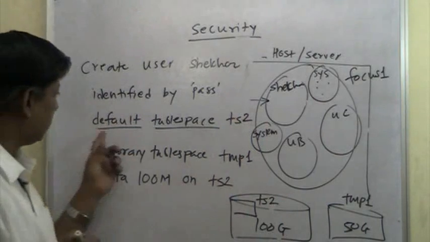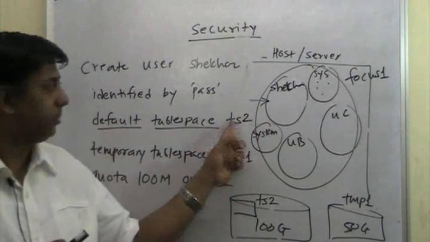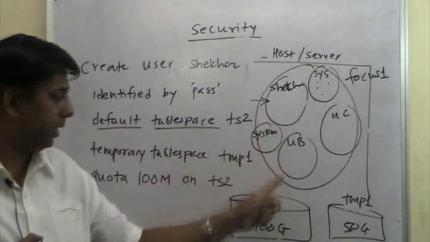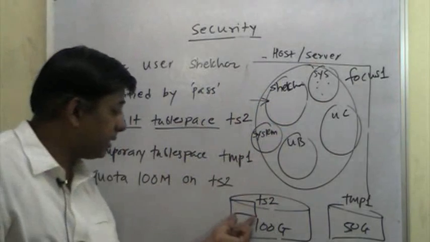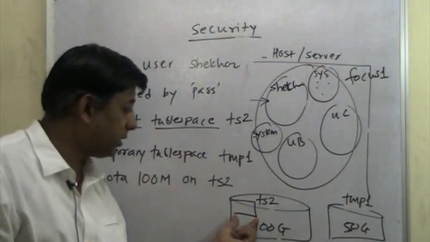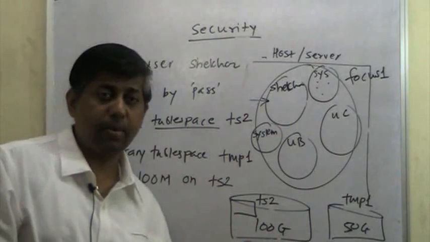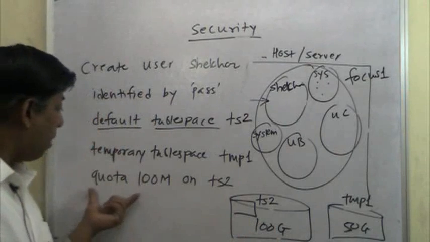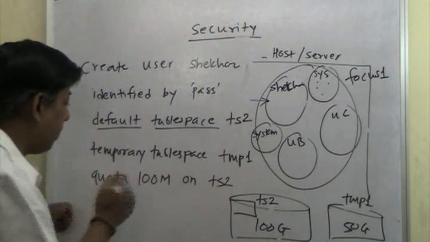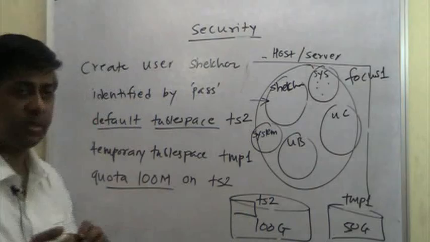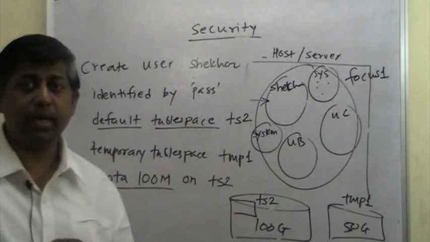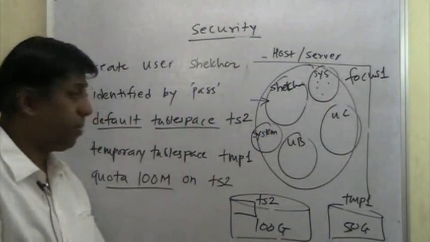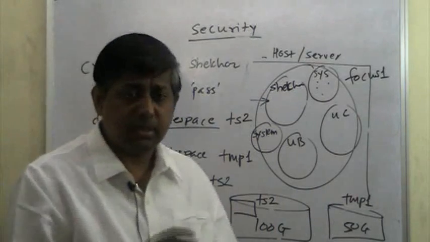So what I'm saying is that yes, your default table space is TS2. That means any object that you create will be stored inside the TS2 table space. It will take the disk space from the available 100 gigabytes in this case. But out of that 100 gigabytes, you have been given quota only for 100 megabytes. The Shekhar user will not be able to create any table bigger than 100 megabytes. Can he create multiple tables in that 100 megabytes?